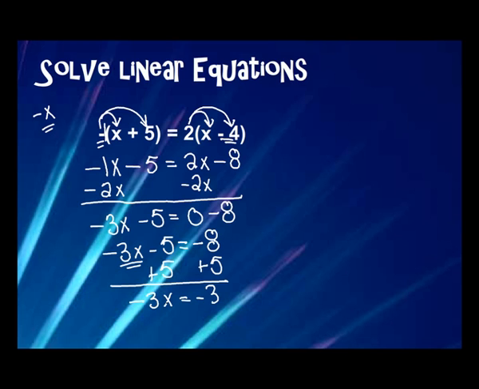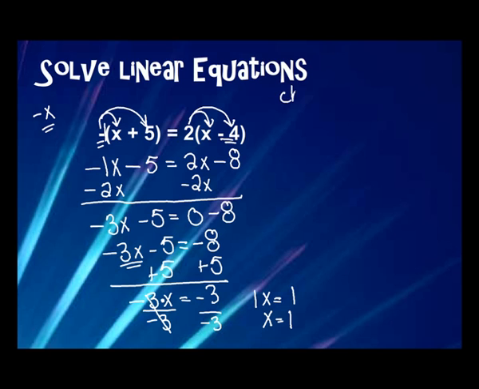A number next to a letter means multiply. So the opposite of multiplying is dividing. So I'm going to divide by negative 3. I divide by negative 3 because that's what's in front of the variable. So negative 3 divided by negative 3 is 1. So 1x equals negative 3 divided by negative 3 is 1. And that's the same thing as saying x equals 1.